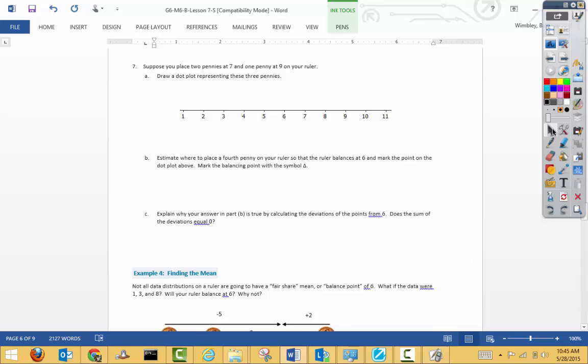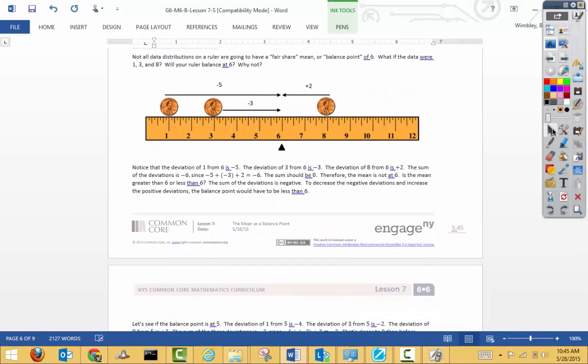All right, let's keep going. Not all distributions on a ruler are going to have a fair share mean, or a balance of 6. What if the data were 1, 3, and 8? Would your ruler still balance at 6? Why or why not? So if I put a penny here, here, and here, it would still be 6.